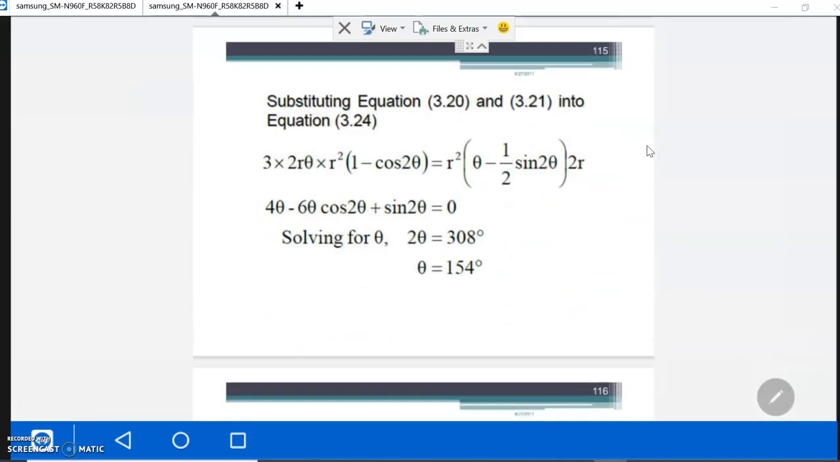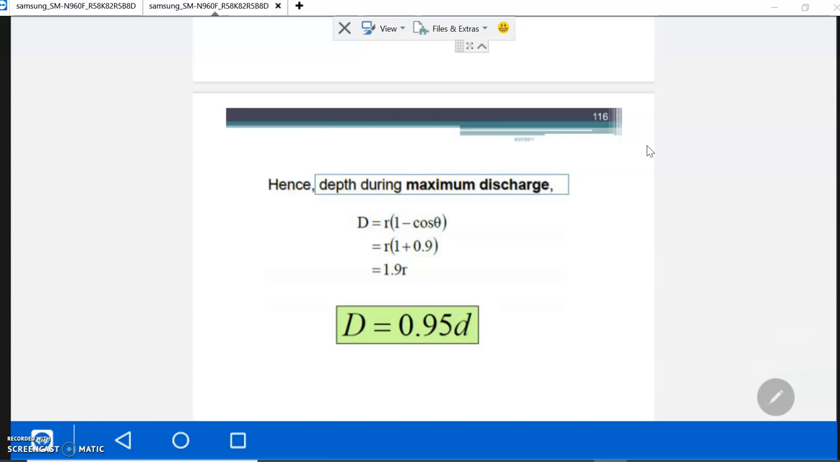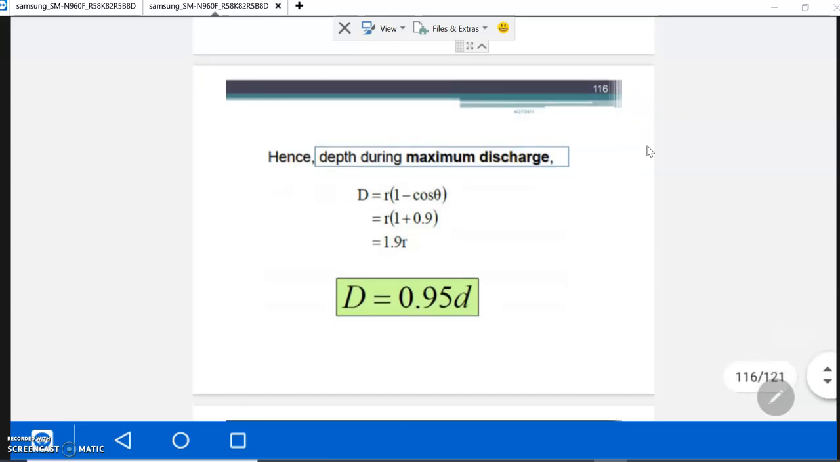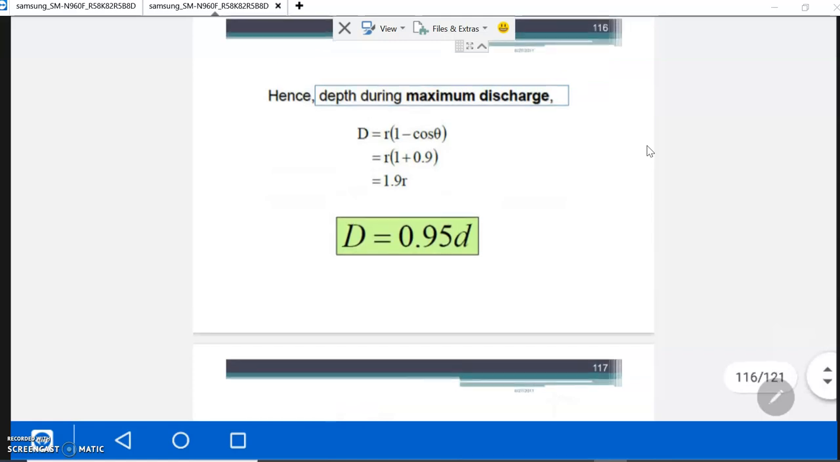Okay, by substituting equation 3.2 and 3.21 into equation 3.24, you solve it, and then you get theta 154. Hence, during the maximum discharge, you get D is 0.95 diameter. Okay, so that's all to determine the optimum geometry for the maximum discharge.